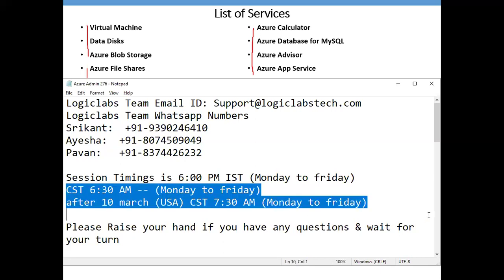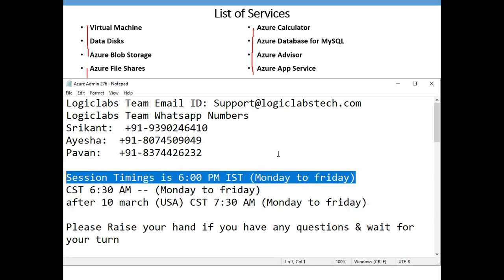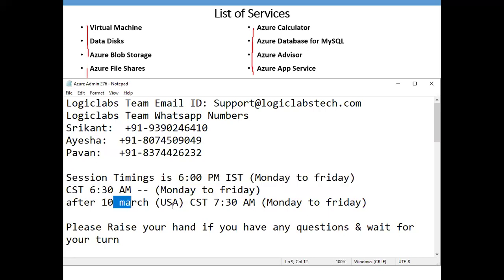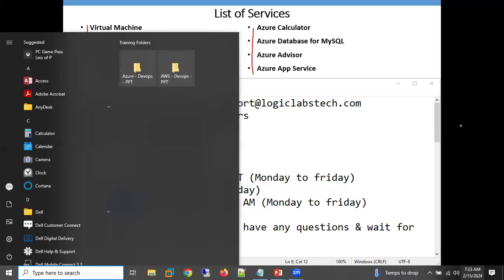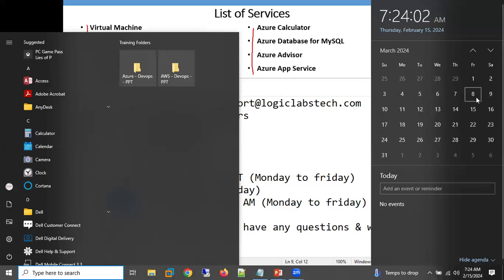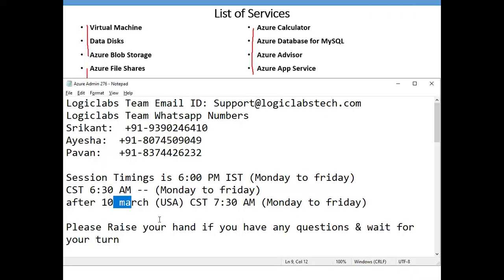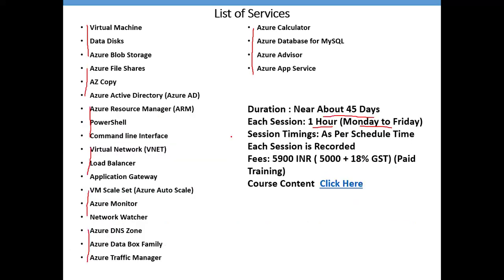So these are for US people and this is for India people, because on 10th of March the time zone is going to change. So on 8th of March, the session will be at the same time. But from 11th of March, the session will be at 7:30 AM CST. Session timing will be as per our scheduled time.